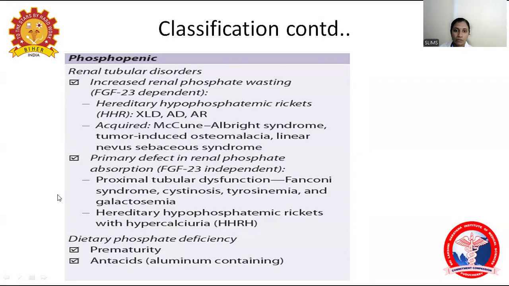That can be a proximal tubular dysfunction: Fanconi syndrome, tyrosinemia, galactosemia, IEMs are there. Or a hereditary hypophosphatemic rickets with hypercalciuria. Or it can be a dietary phosphate deficiency, like we have a dietary calcium deficiency, which will usually be there when people take aluminum-containing antacids in excess, or in times of prematurity.